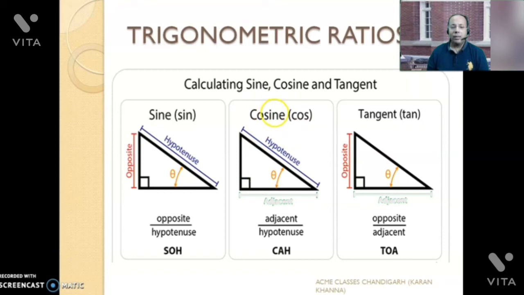So cosine is the ratio between the adjacent side and the hypotenuse of a right angle triangle with respect to a particular angle. And tangent theta is nothing but opposite side upon adjacent side. Again it is in relation to the angle theta.